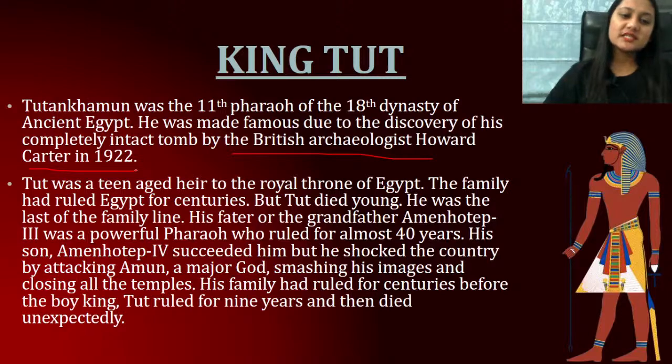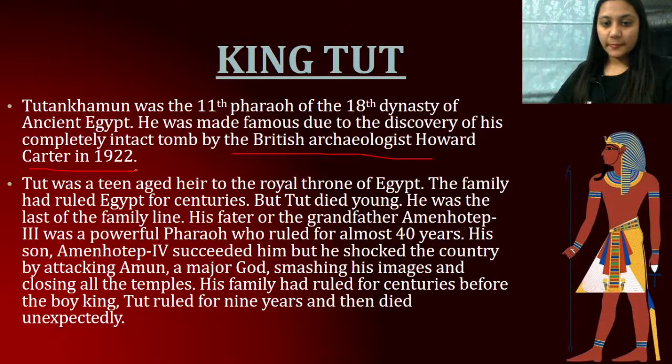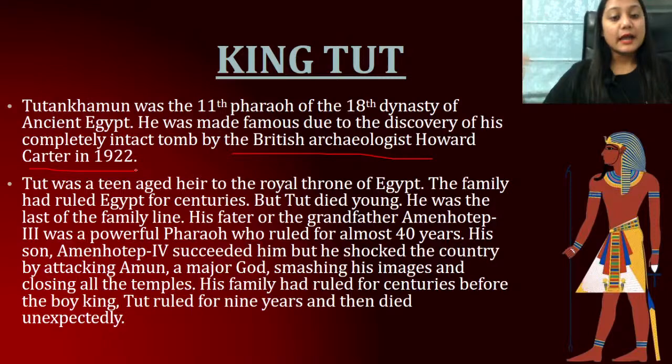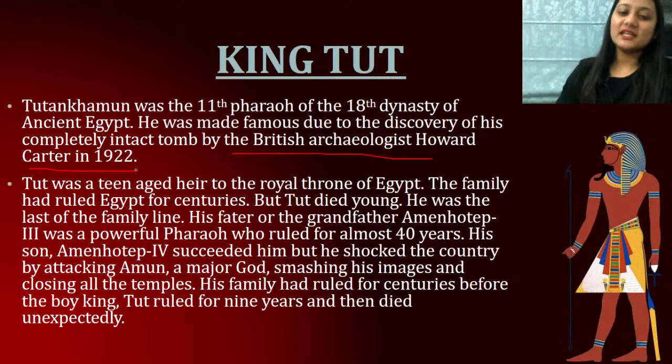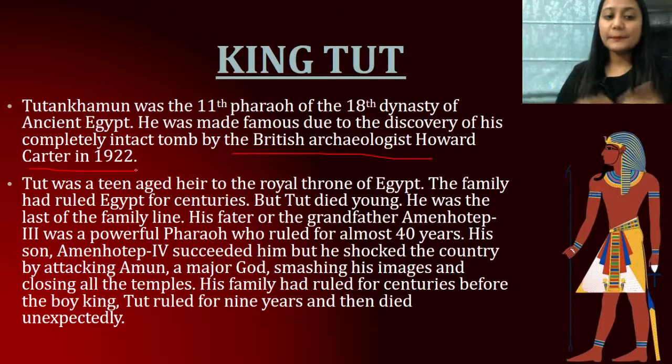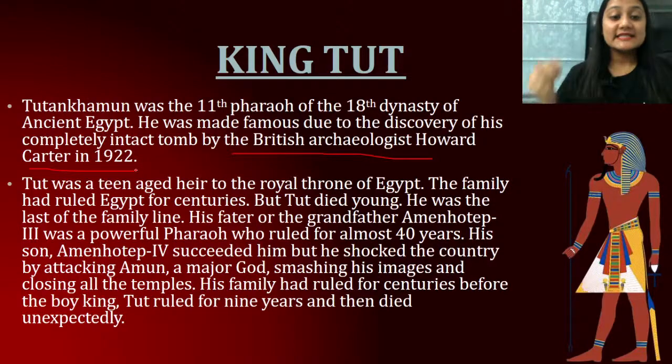Tut was a teenaged heir to the royal throne of Egypt. The family had ruled Egypt for centuries, but Tut died young. So his family altogether ruled for almost centuries, but unfortunately, Tut died at a very young age. He was the last of the family line. His father or grandfather, Amenhotep III, was a powerful pharaoh who ruled for almost 40 long years. Though it is not clear whether Amenhotep III was his father or his grandfather, that ruler ruled for 40 long years. His son Amenhotep IV succeeded him, but he shocked the country by attacking Amen.